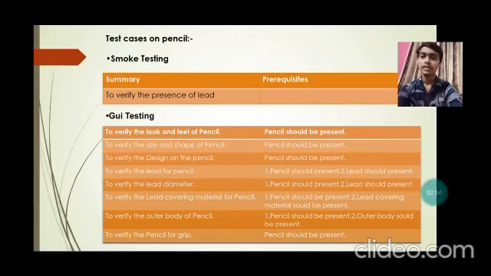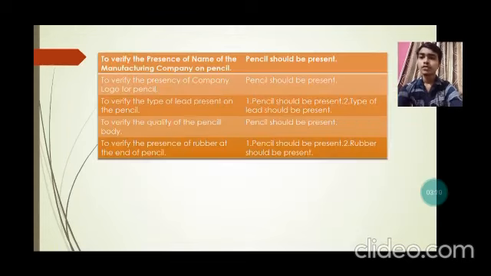To verify the lead diameter, pencil should be present, lead should be present. To verify the lead covering material for pencil, pencil should be present, lead covering material should be present. To verify the outer body of pencil, pencil should be present, outer body should be present. To verify the pencil for grip, pencil should be present. To verify the presence of the name of the manufacturer company on pencil, pencil should be present. To verify the presence of company logo for pencil, pencil should be present.